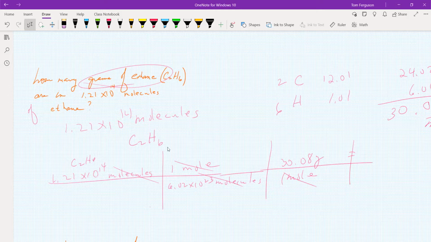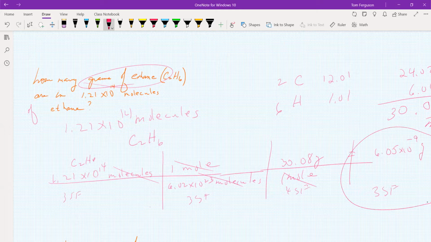Okay, so we're looking at 3 sig figs, 4 sig figs. So the answer is going to be 3 sig figs. That's going to be, what is it, 605. Okay, so we're looking at 605 grams of ethane, C2H6.